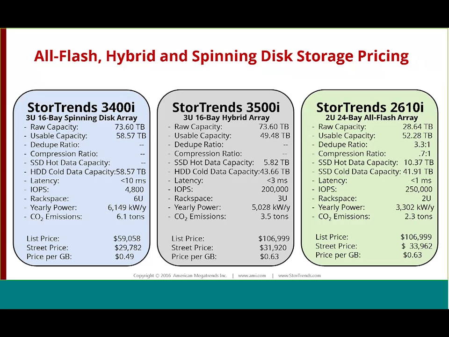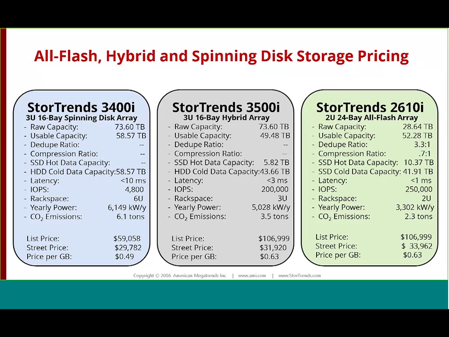It's going to give you a latency of around 3 milliseconds, but it is going to generate about 200,000 IOPS. So the IOPS go way up and the latency comes down. It's a 3U box. It's got 5,028 kilowatts per year of power, and it's going to put off about 3.5 tons of CO2 emissions. The list price is $106,999. The street price is $31,920. If you divide $31,920 by the usable capacity of 49.48, it comes out to 63 cents a gig. So it is about 14 cents per gig higher than spinning disk.